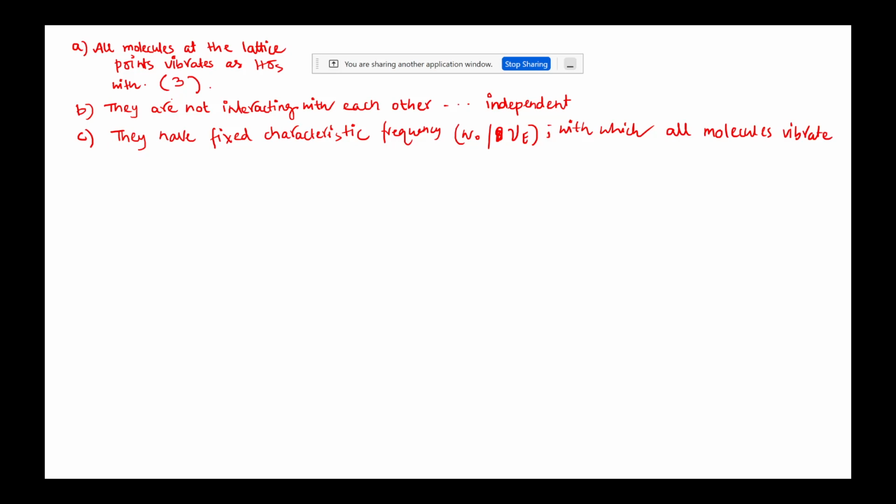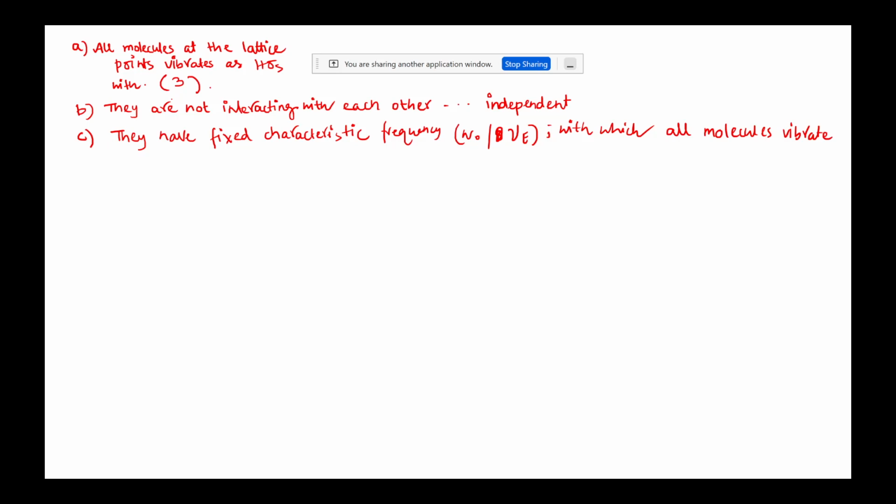For point B, which is not interacting, that is also not true. You can feel that, right? If you take a piece of metal and you strike it, you can hear some kind of sound coming out of it. If these things are not interacting, then how can you strike at one end and hear the vibration at the other end? So phonons, which are the sound waves, actually move through the lattice points.